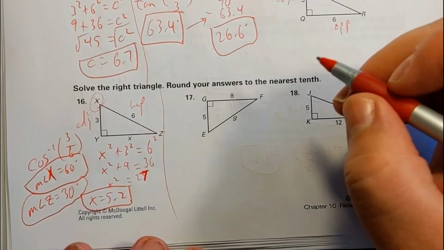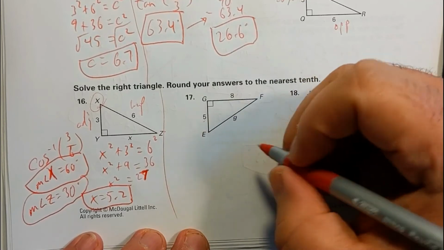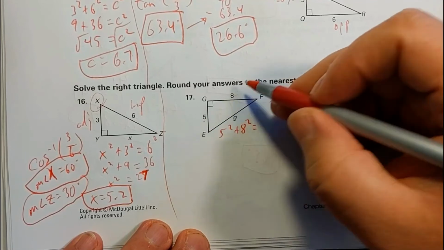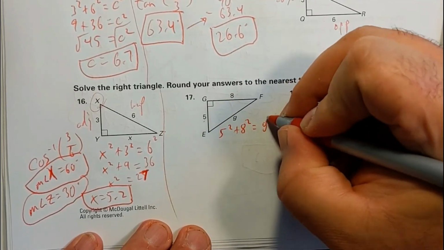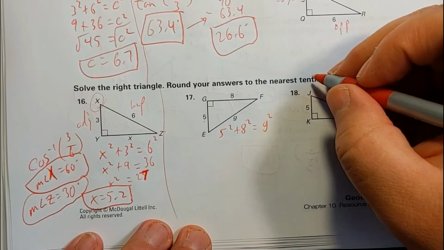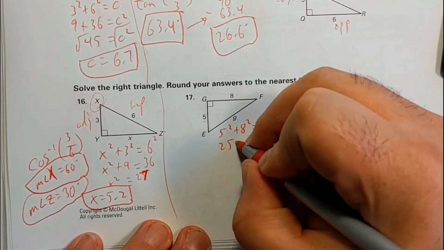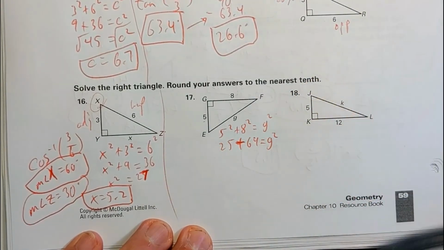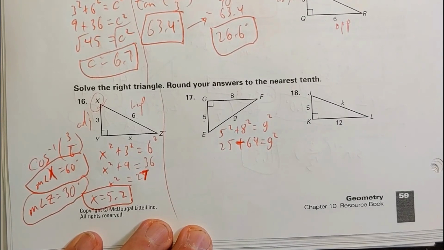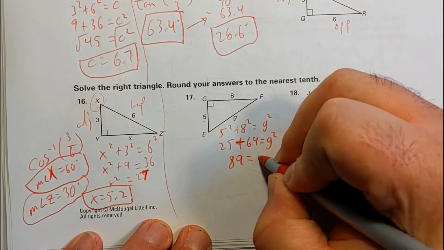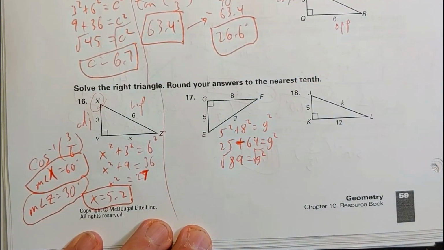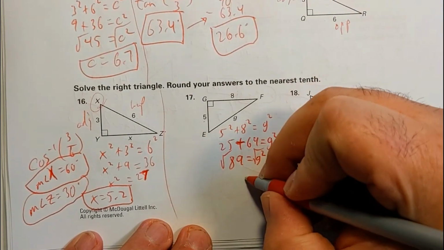Next problem, same process. If you have 2 out of the 3 sides, use Pythagorean theorem. 5 squared and 8 squared, since they're both legs, go on the same side. G squared goes by itself because it's the hypotenuse. 5 squared is 25. 8 squared is 64. 64 and 25 is 89. And then we have to square root that to get g by itself. You get 9.4.